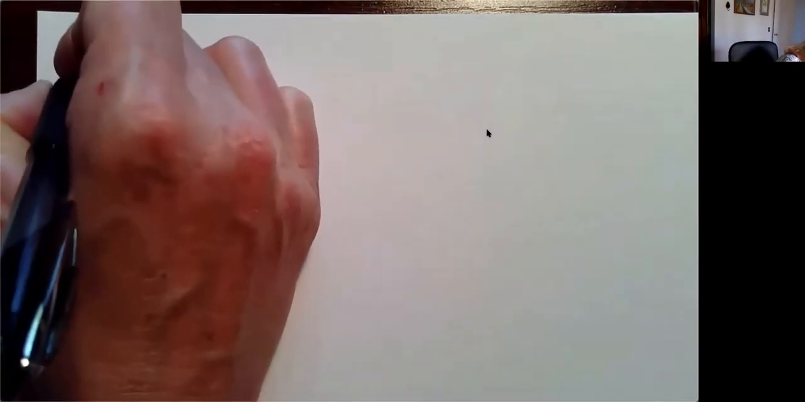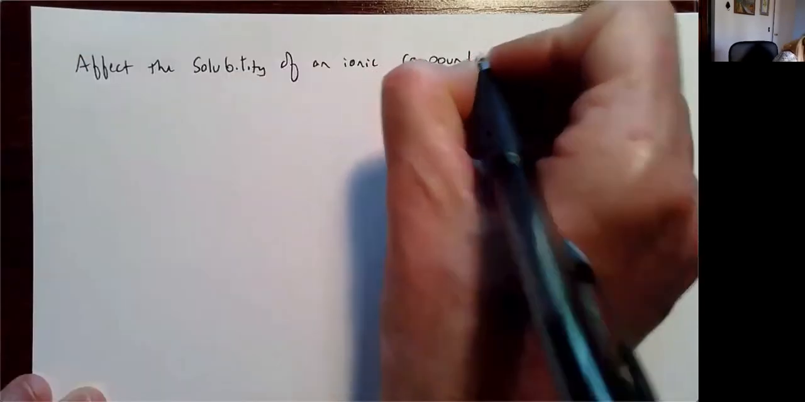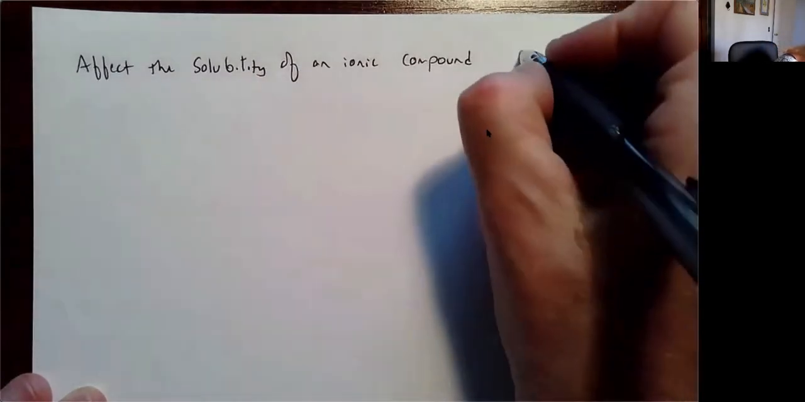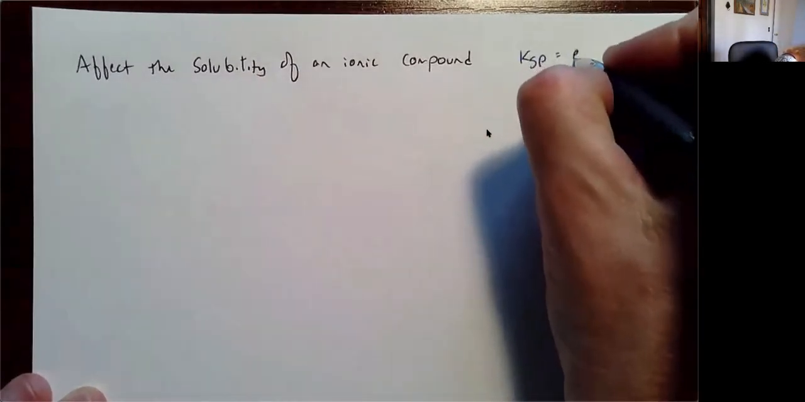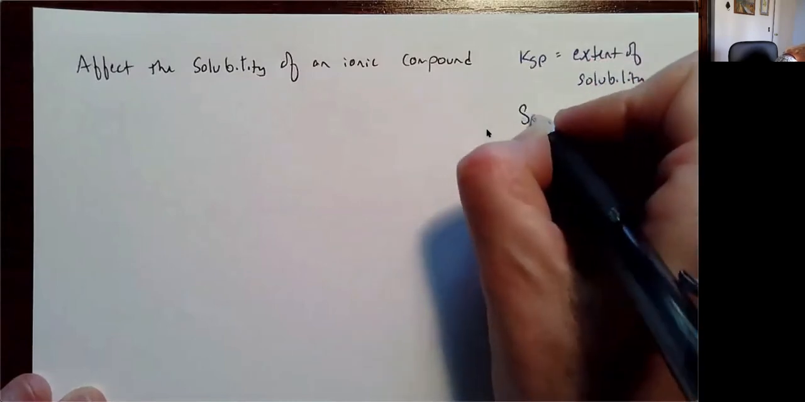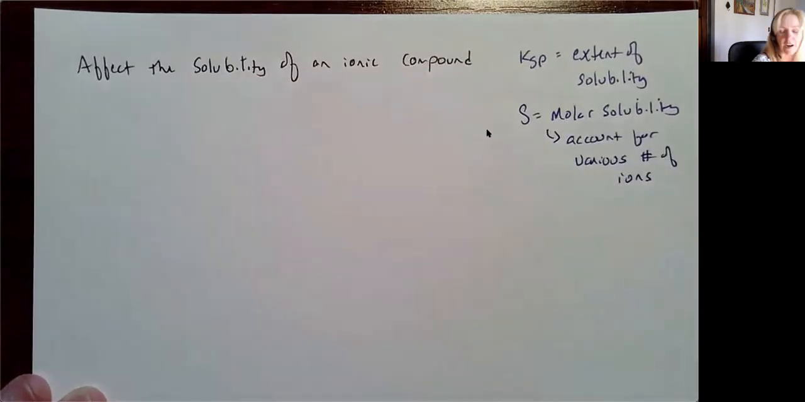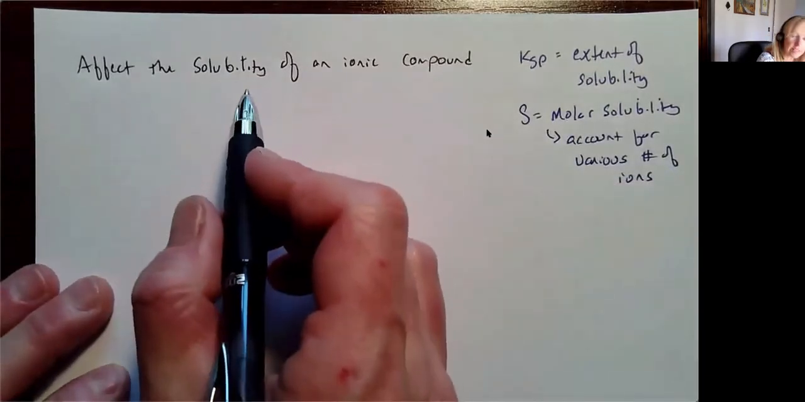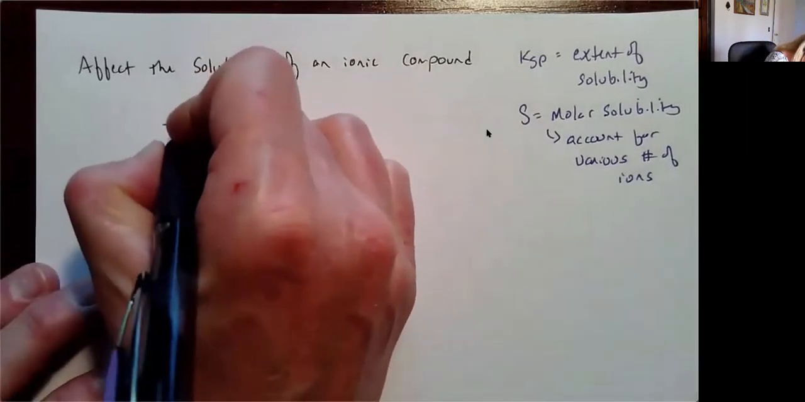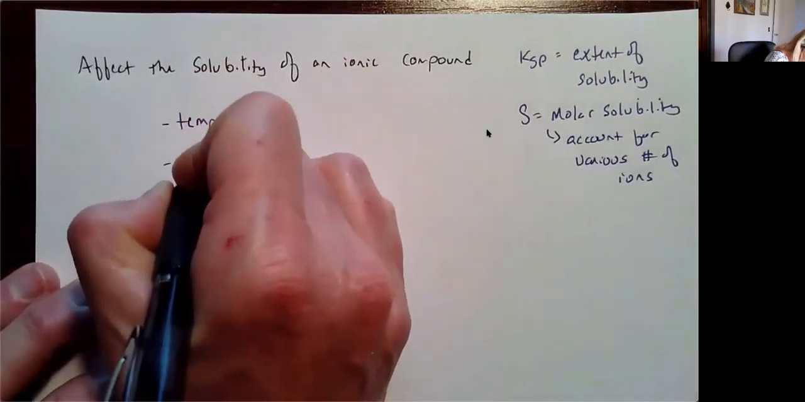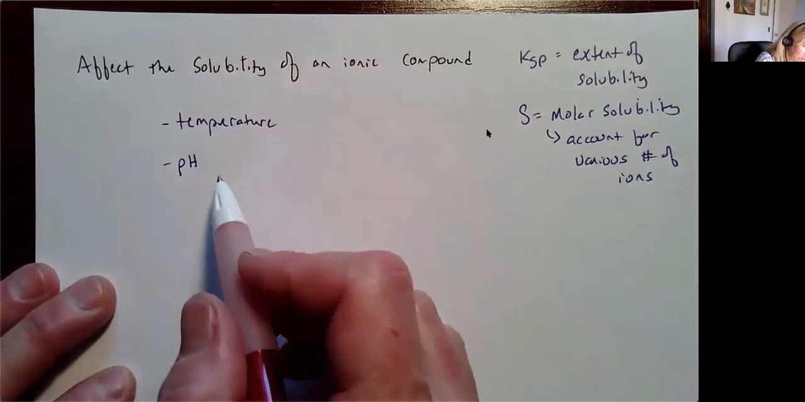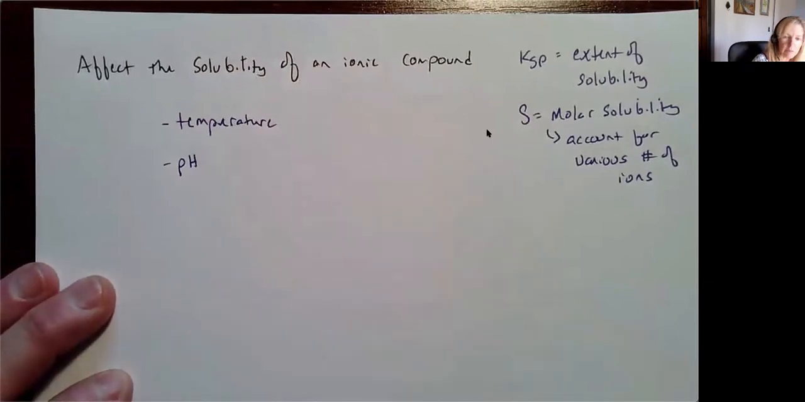One thing before we move forward in this chapter is I want to talk about the things that can affect the solubility of an ionic compound. Remember, Ksp is going to give me the extent of solubility. s is going to give me my molar solubility, and this is going to account for various numbers of ions. Then there are things that can affect the overall solubility. One of them is temperature, and the other one is pH. A lot of ionic compounds are very sensitive to pH, and so pH can either increase or decrease the solubility of a compound.